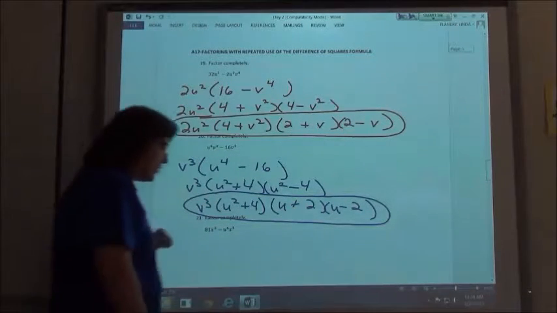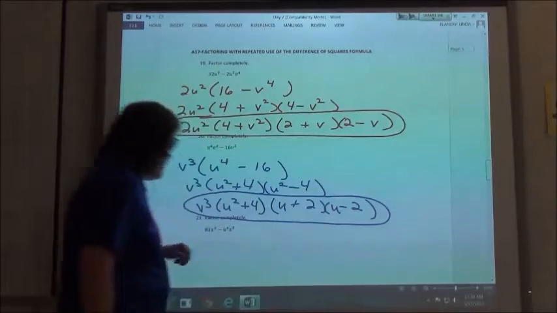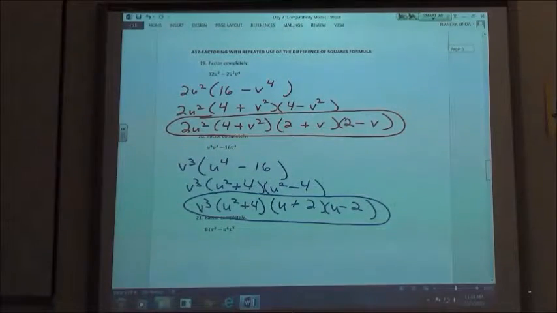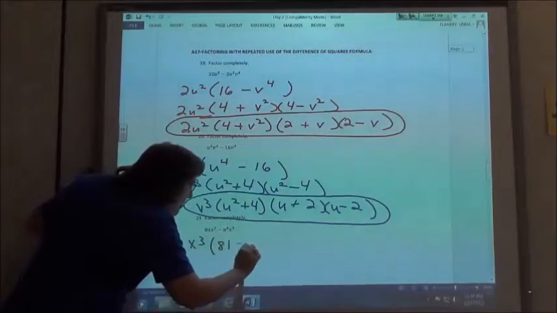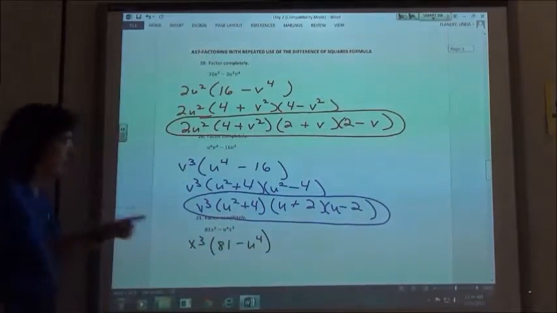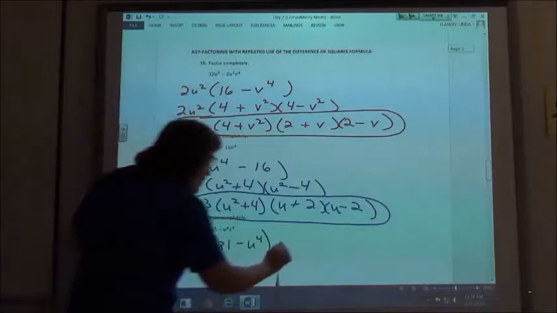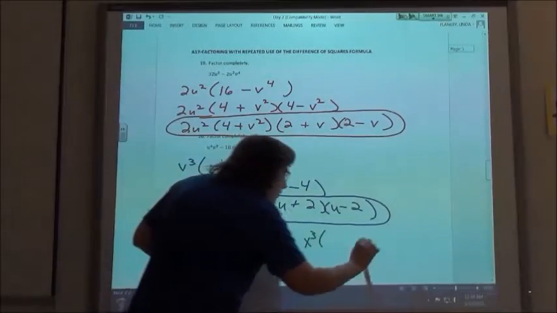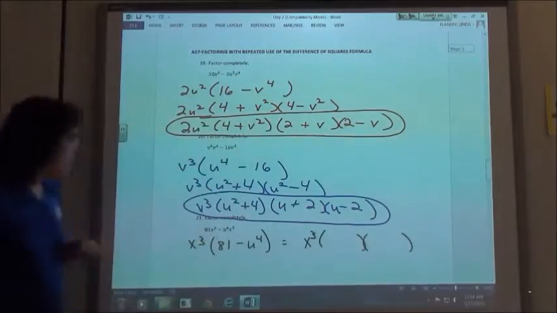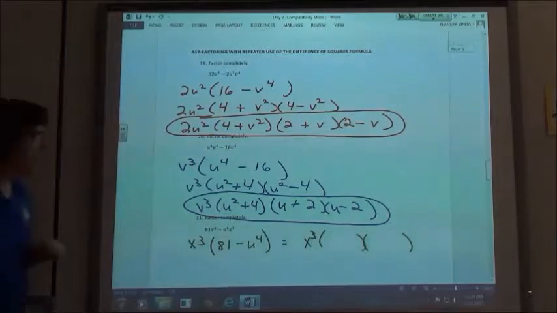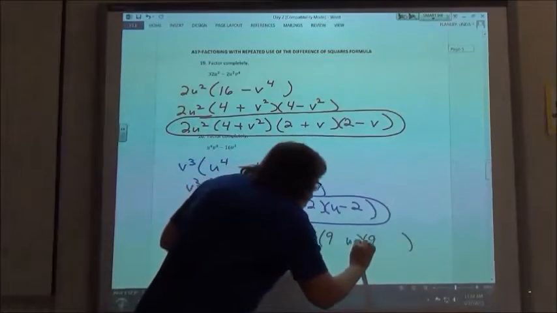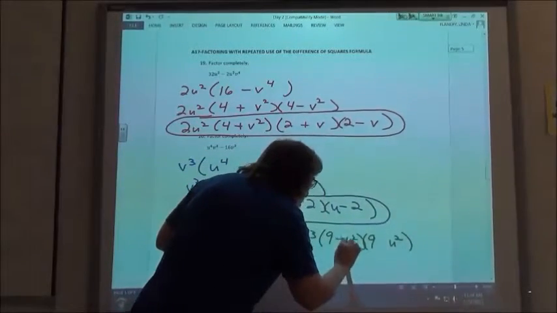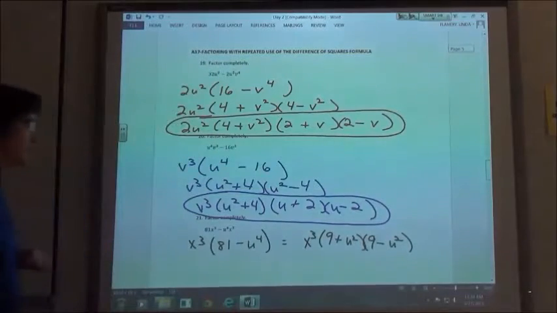I'm going to try to sneak the next one in so I don't have to move the board. Looking at that one, my greatest common factor, they both have an x to the third. So I'm going to take the x cubed out, and what I have is 81 minus u to the fourth. And so factoring that, the x to the third is out in front. Factoring the 81 minus u to the fourth: 81, 9 times 9, u to the fourth, u squared and u squared. We know one has a plus and one has a minus.